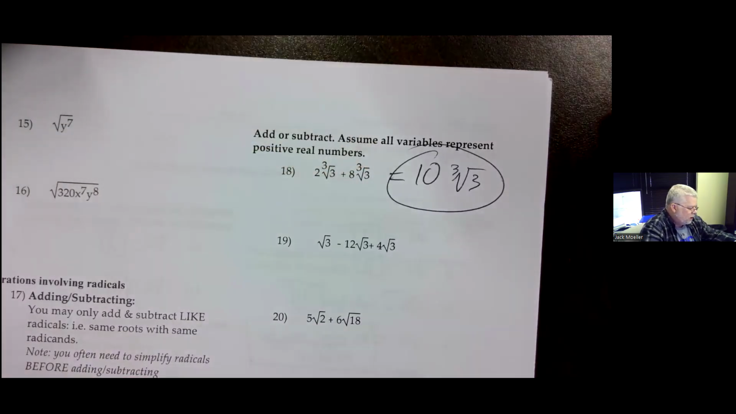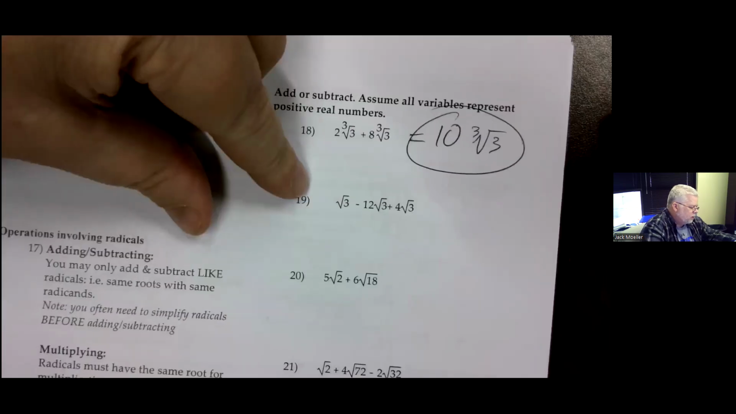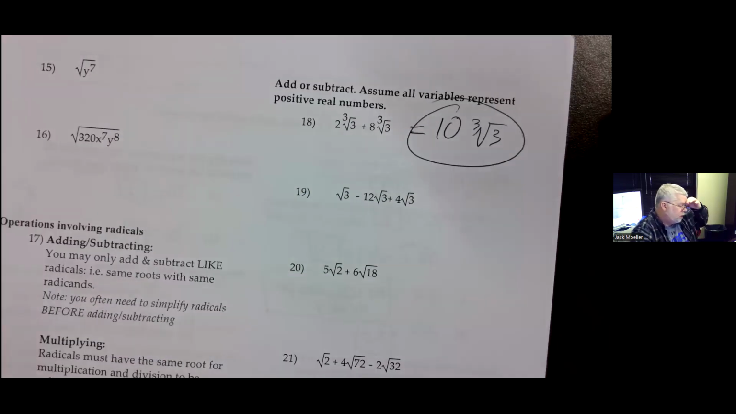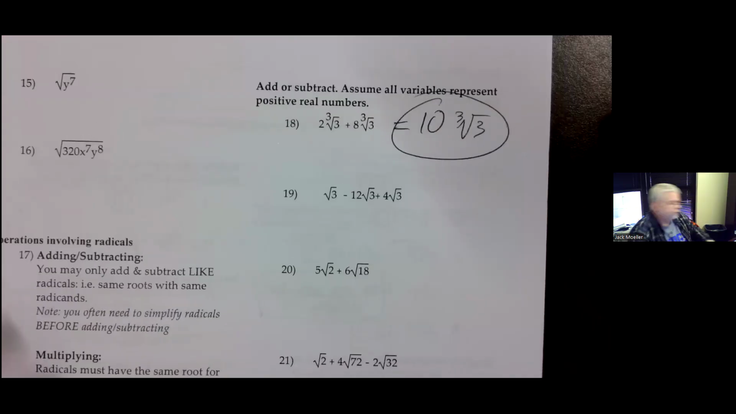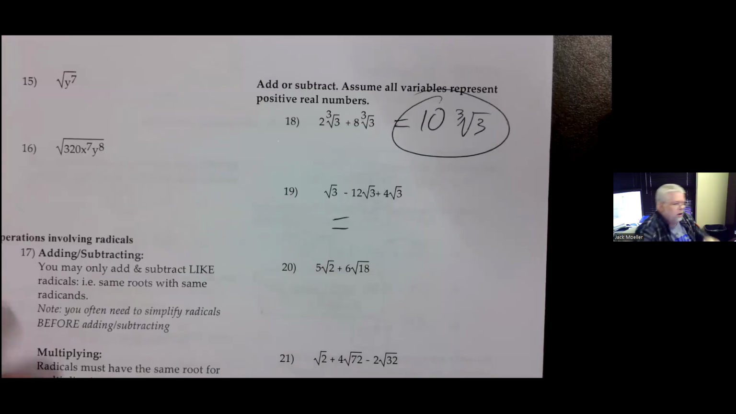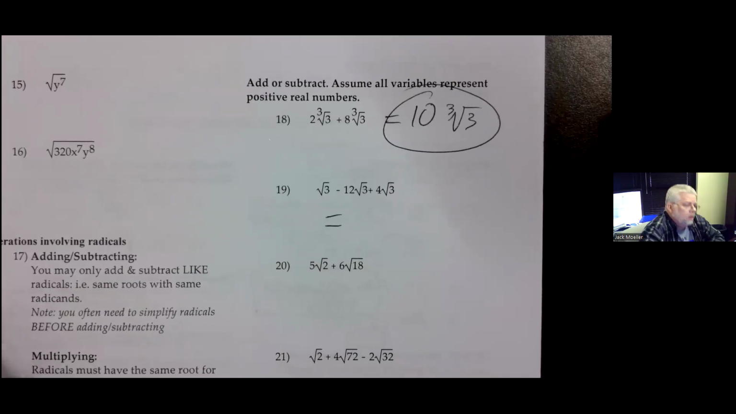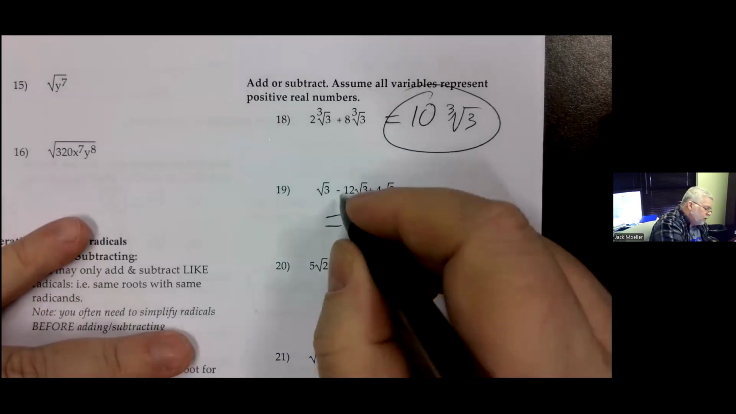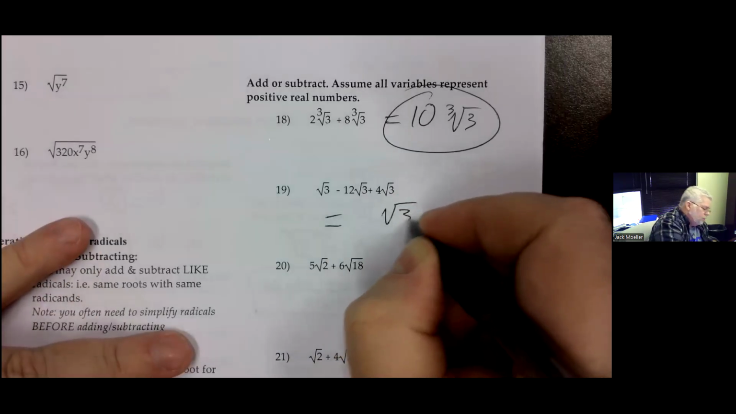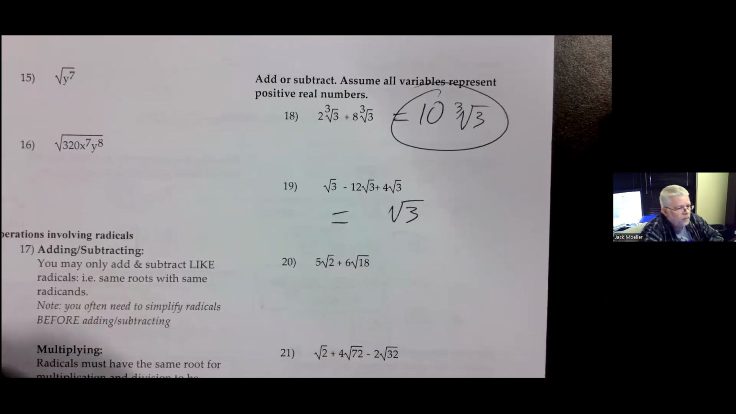Now, if they're unlike radicals, well, let's do 19 right quick. So we have square root of 3 minus 12 square root of 3 plus 4 square root of 3. What are you getting as an answer for that? Now, the straightforward part is they're all square roots of 3. So that's going to stay the same. So how many square roots of 3 do we have?